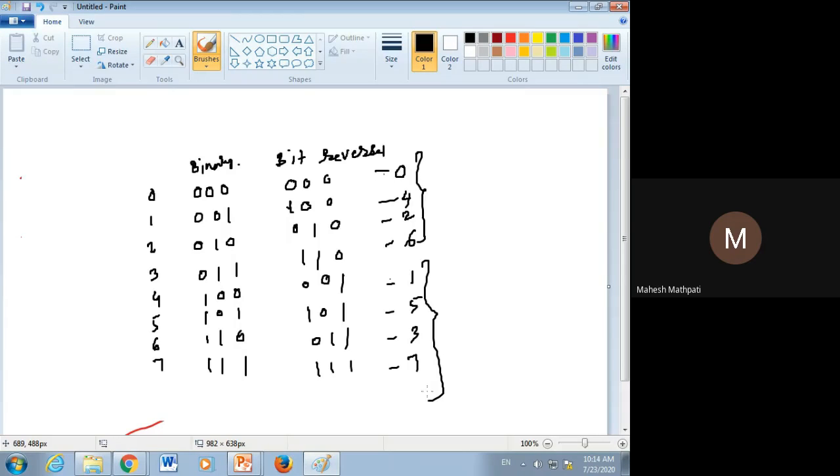Yes or no? Yes, sir. So this is what we are calling the even number. ये आपका even numbered sequence है. This is our even numbered sequence. This is the odd numbered sequence.